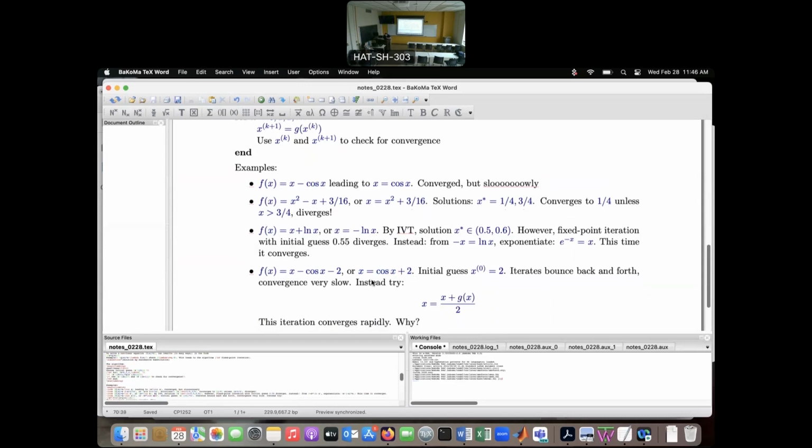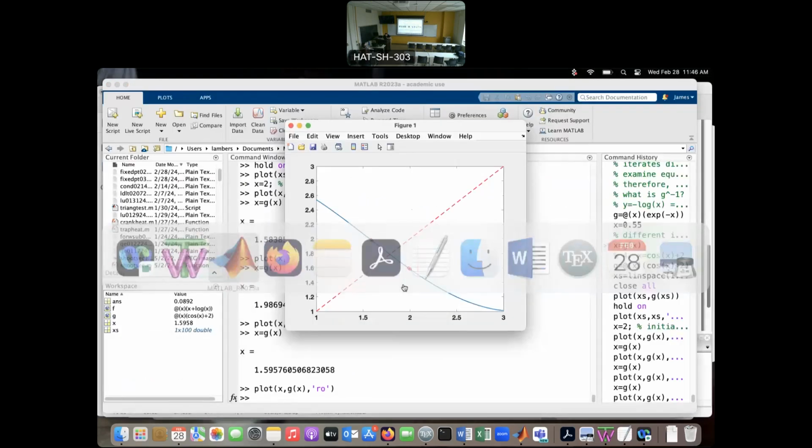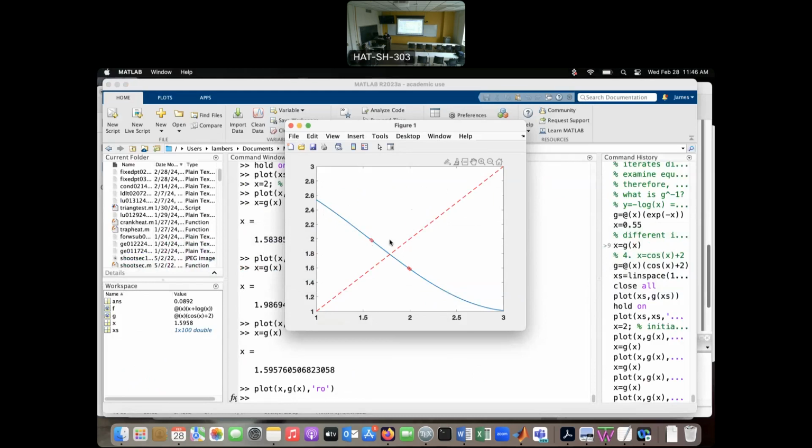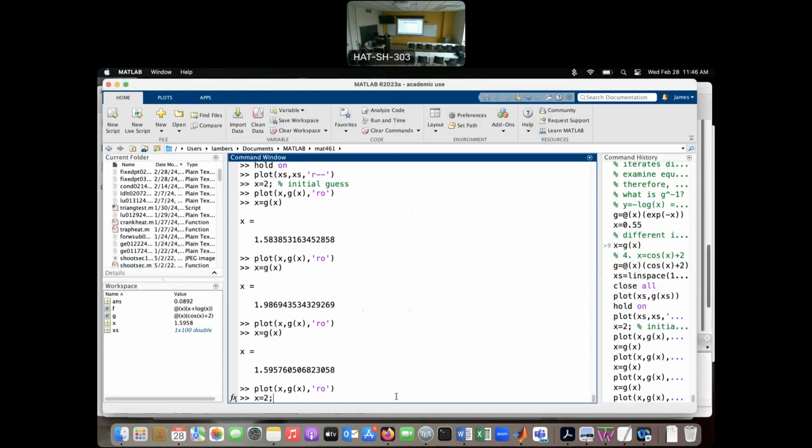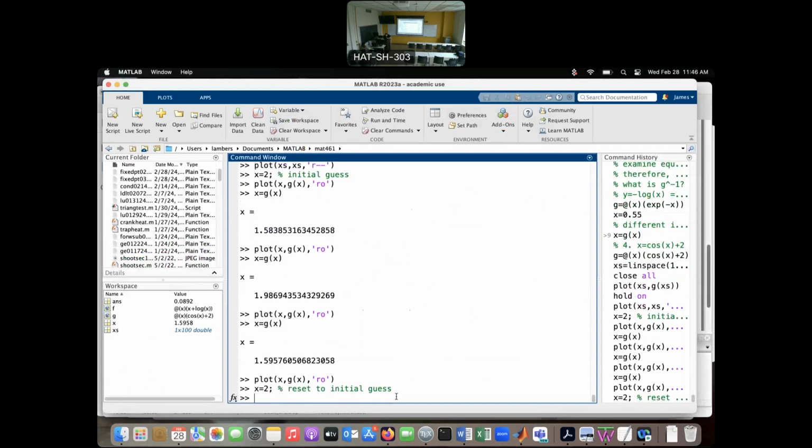But then what I could do instead is, the picture suggests that if I were to take the average of two consecutive iterates, that would put me right in the middle. Would that work more rapidly? So if I go ahead and try that, we'll go back to our initial guess. And then I'll do x equals x plus g of x all over 2. Because if x equals g of x, then that x will be a solution to this equation also, something you can algebraically confirm.